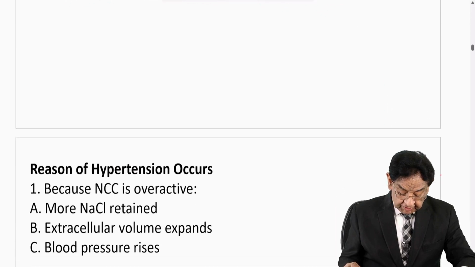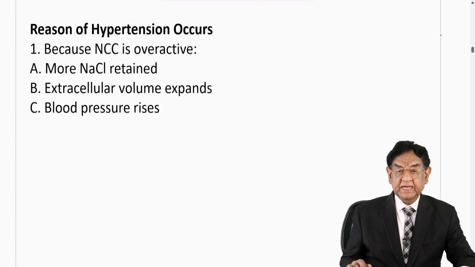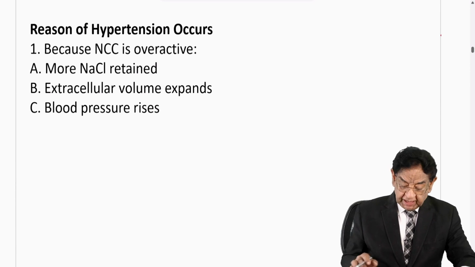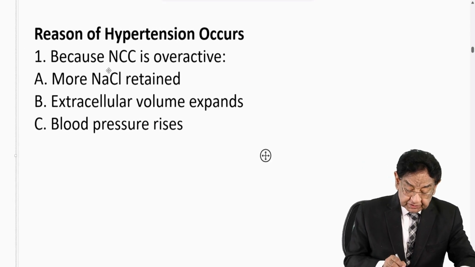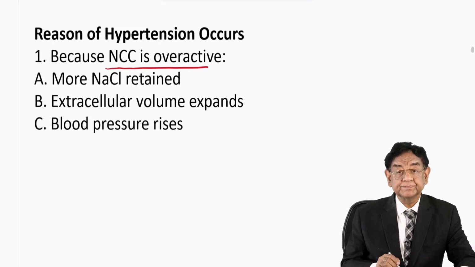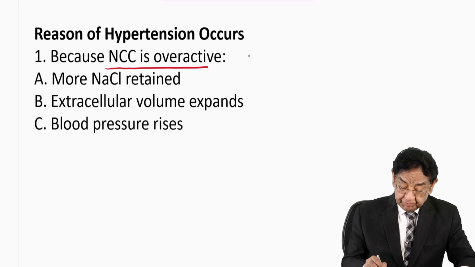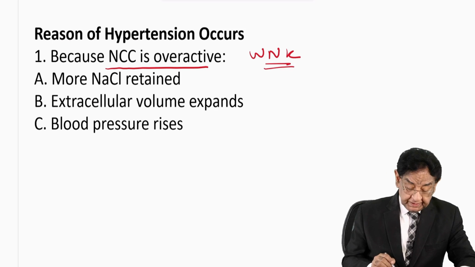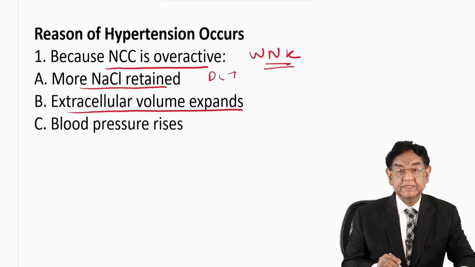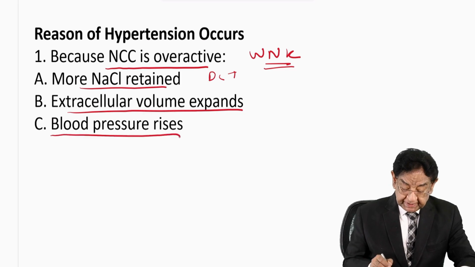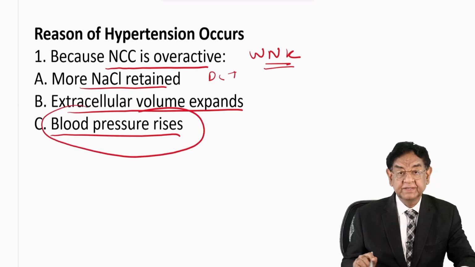So with this background, the reason for hypertension I already explained to you. However, now you can even write down the reason: NCC is overactive. Why? Because of mutation in WNK. More sodium is retained in the early part of DCT, and that leads to extracellular volume expansion. BP rises. So this is the reason why hypertension occurs.